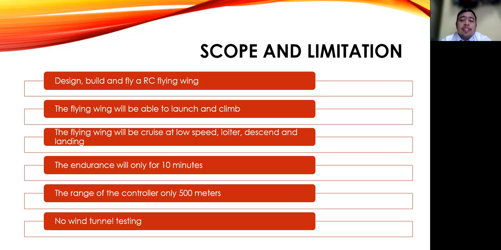For the scope and limitation of the study, design, build, and fly a RC flying wing. The flying wing will be able to launch and climb, and then the flying wing will cruise at low speed, loiter, descend, and land. For the limitation of the study, the endurance will only be 10 minutes, the range of the controller only 500 meters, and lastly, there is no internal testing for the study.